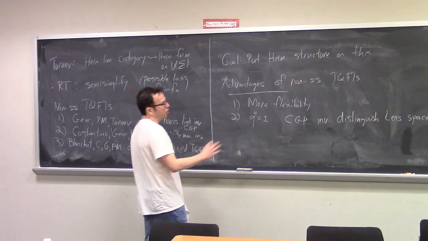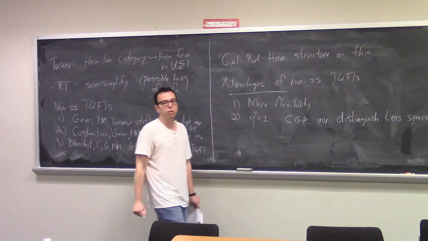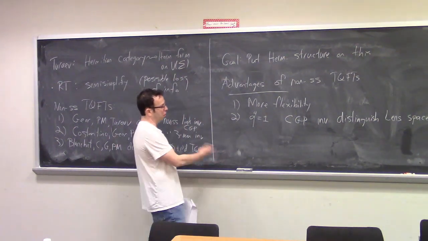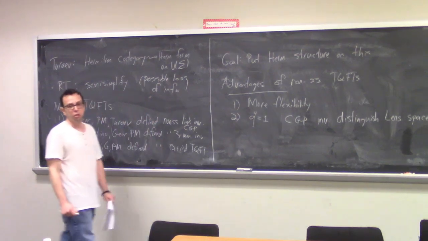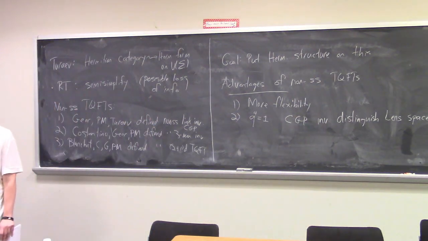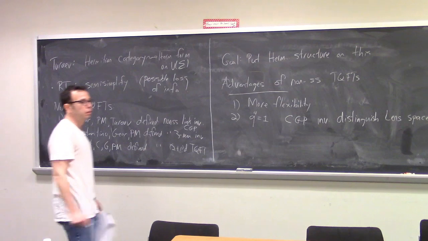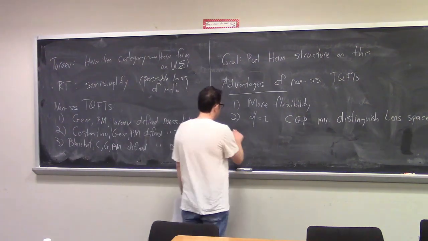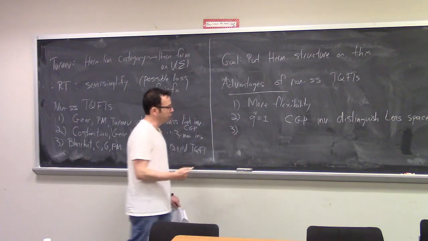So the distinguished lens spaces is a class of three manifolds, and this invariant is a perfect invariant of them, which is not true of the normal WRT thing. So this is a sign that they're powerful. Maybe a third direct application.